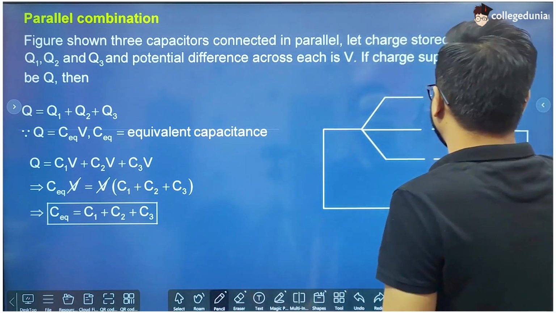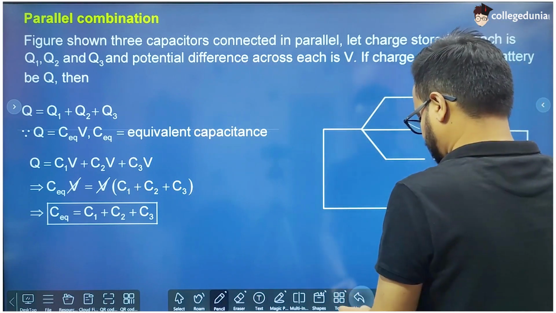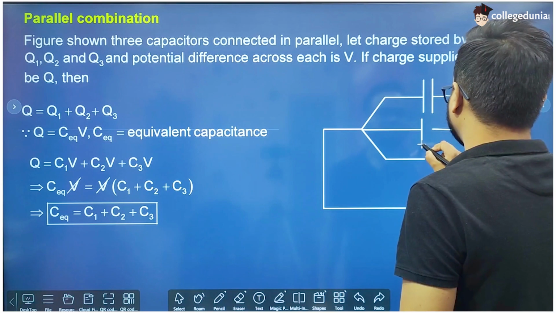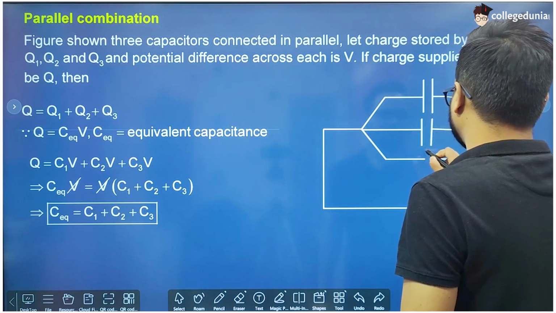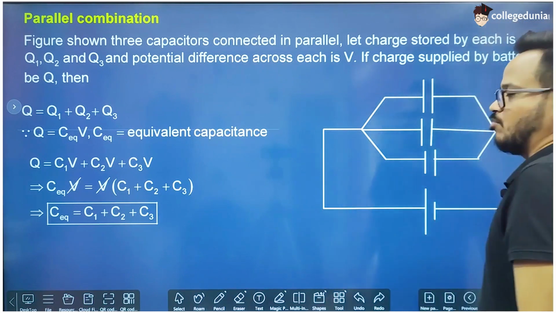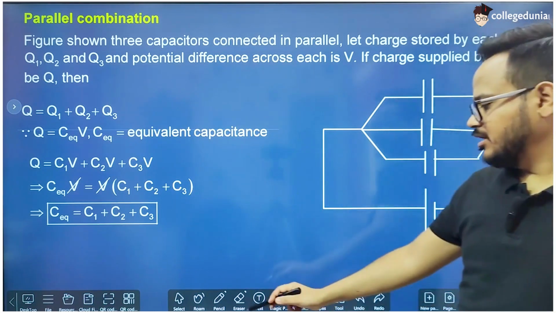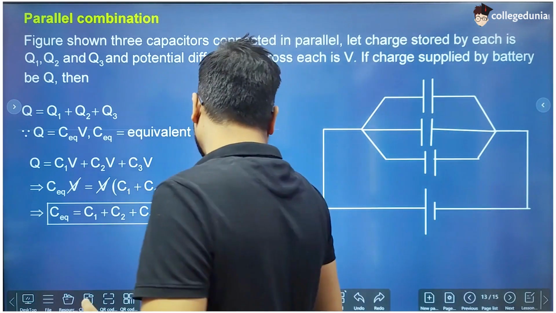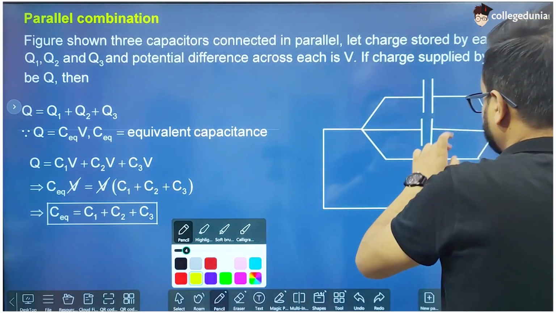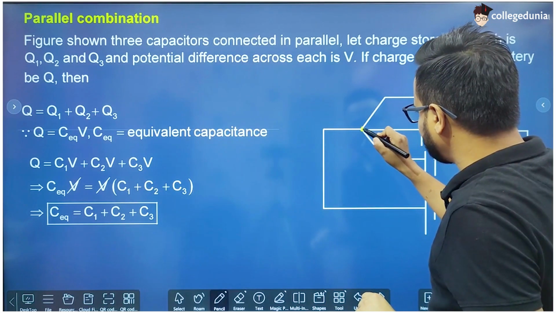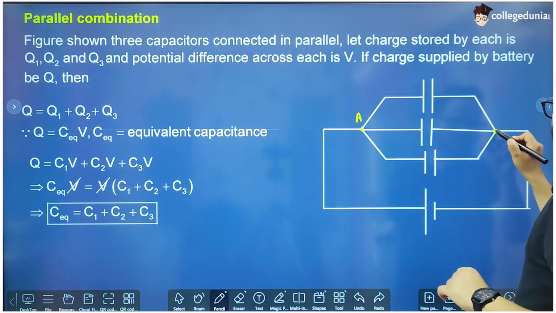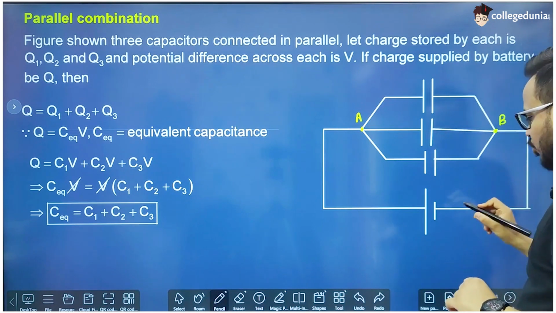Three capacitors are connected like this in parallel. Parallel combination means that one end of each capacitor is at the same point and the other plate is also at the same point. So these three plates of the capacitors are at point A and these three plates of all the capacitors are at this common point B.